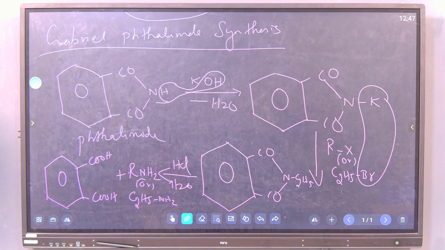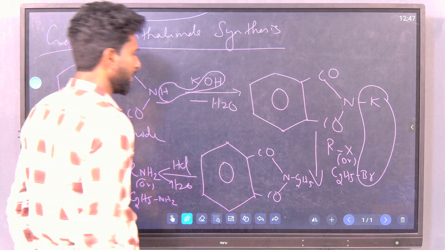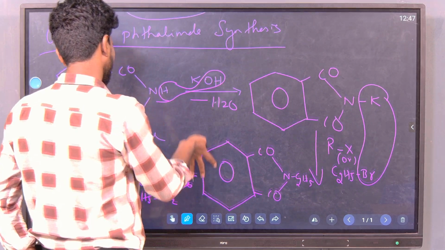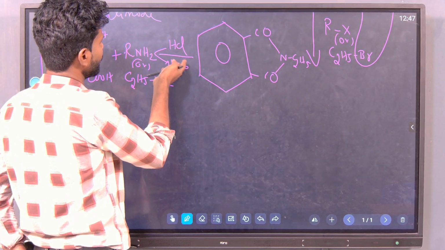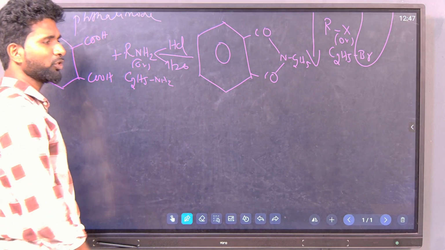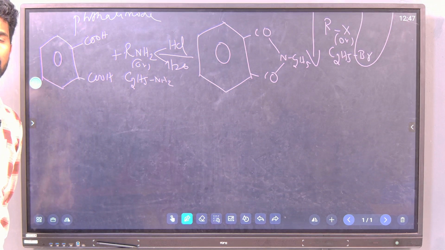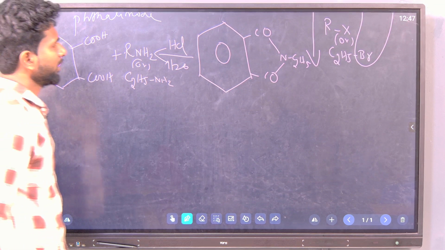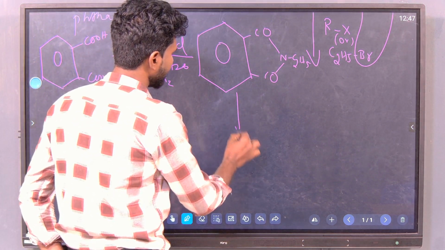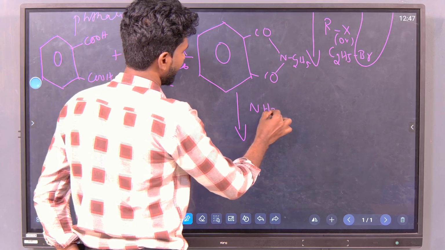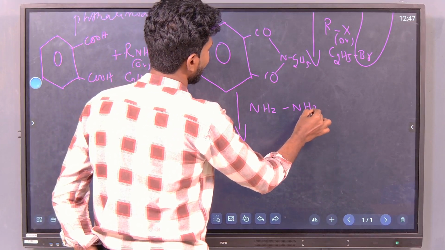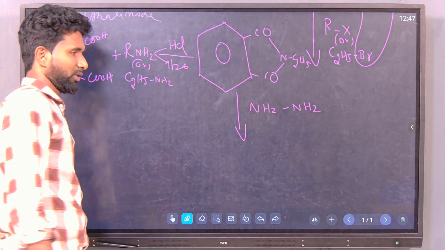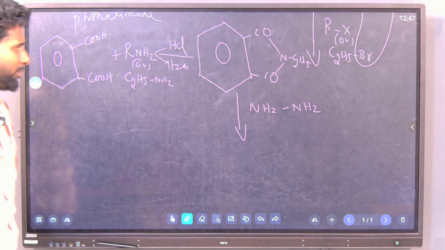Important question: only for primary amine. Next, here the hydrolysis is too difficult. It's not an easy process. So we have to use hydrazine, NH2, another base, hydrazine, NH2. We get our expected product, the actual product, the primary amine.